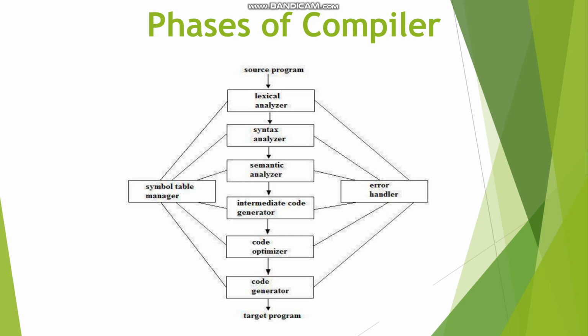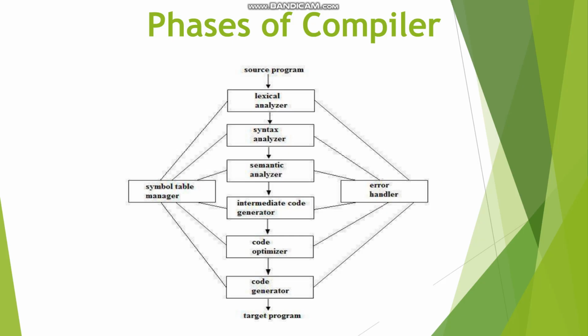The first one is the lexical analyzer. What is lexical analyzer? This is the first phase of the compiler, which is also known as scanning. This phase reads the source code and breaks it into a stream of tokens, which are the basic units of the programming language, and the tokens are then passed on to the next phase for further processing. So next phase means the syntax analyzer.